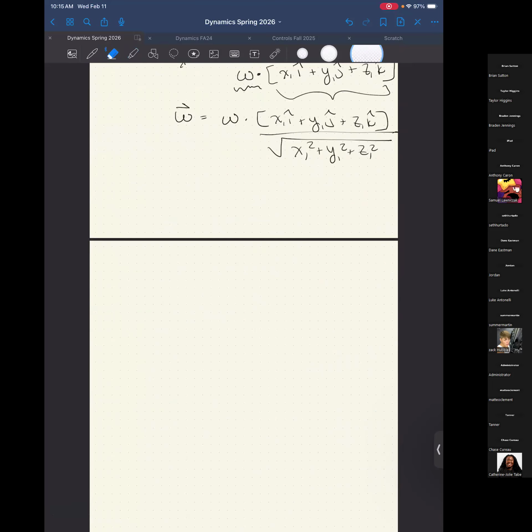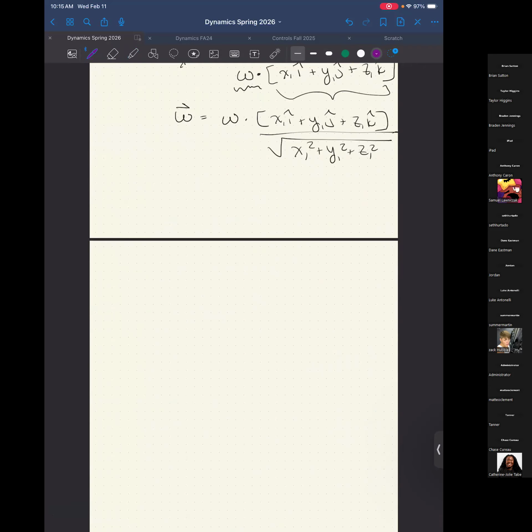Okay, what's next? Is general planar motion is or it could be on the test, right? Yes. Could we cover like an example? General planar.